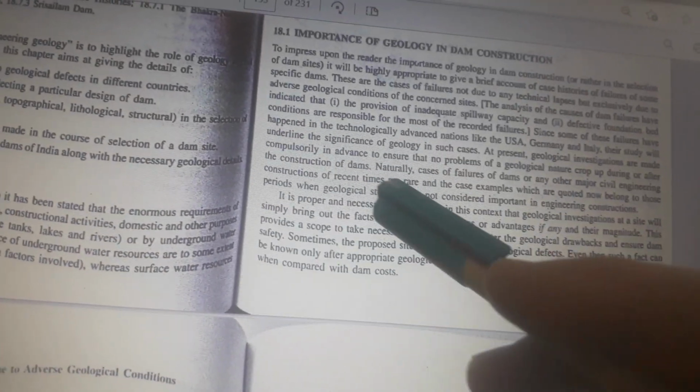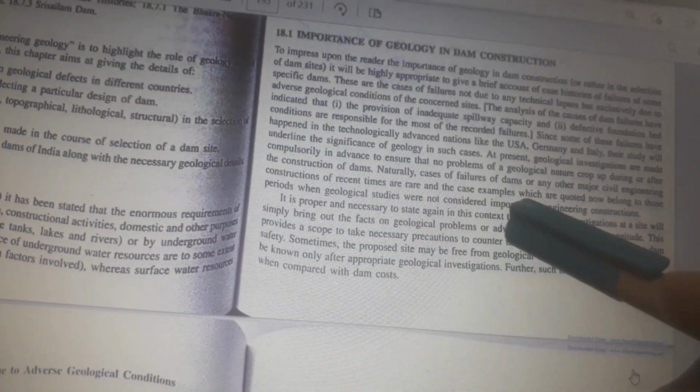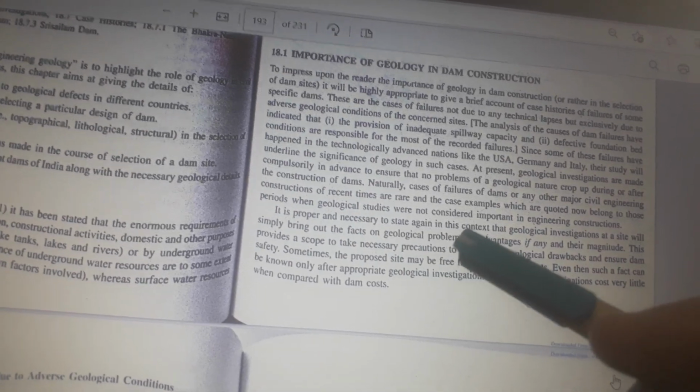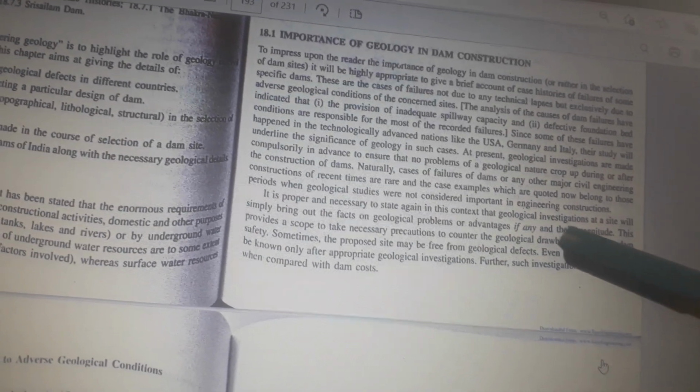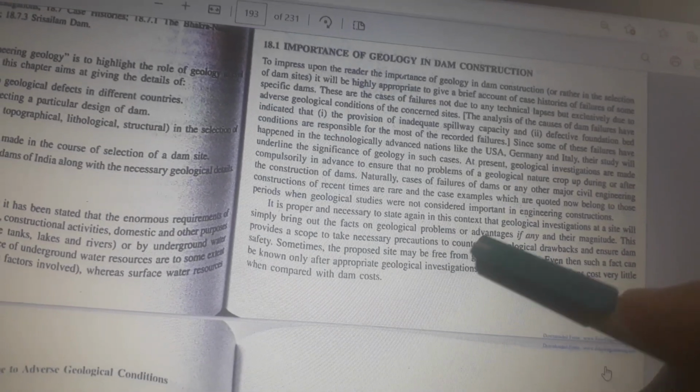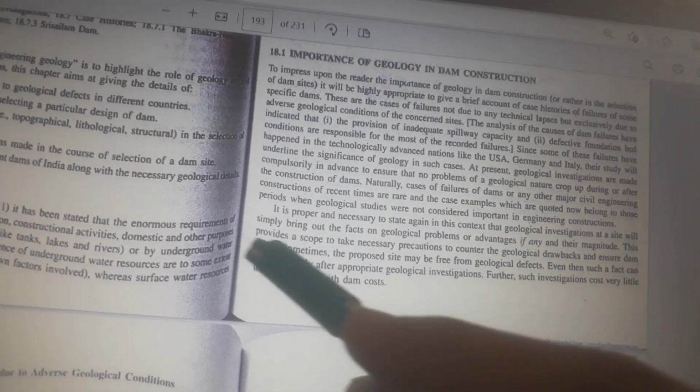It is proper and necessary to state again in this context that geological investigation at a site will simply bring out the effects and geological problems or advantages, if any, and their magnitude. This provides scope to take necessary precautions to counter the geological drawbacks and ensure dam safety.